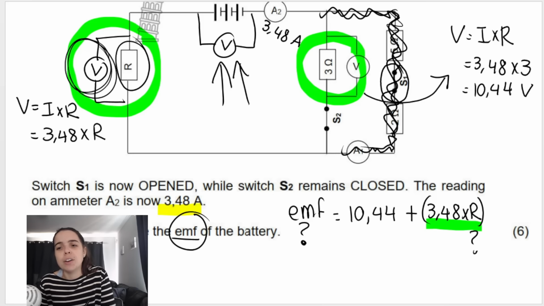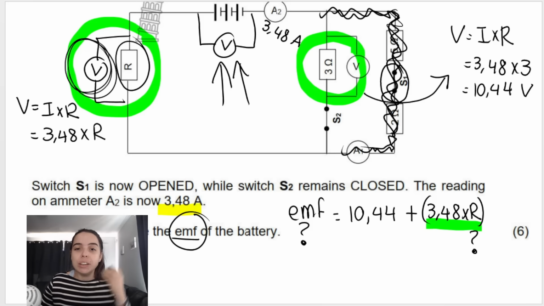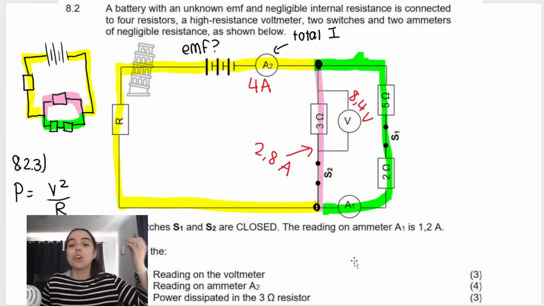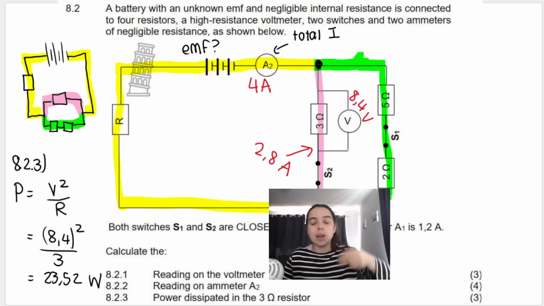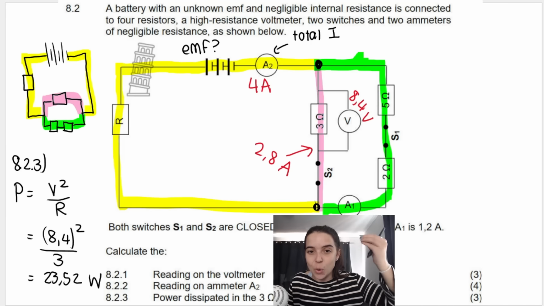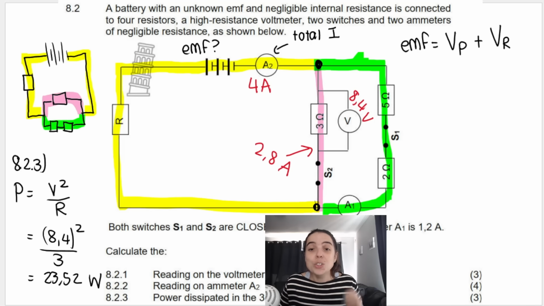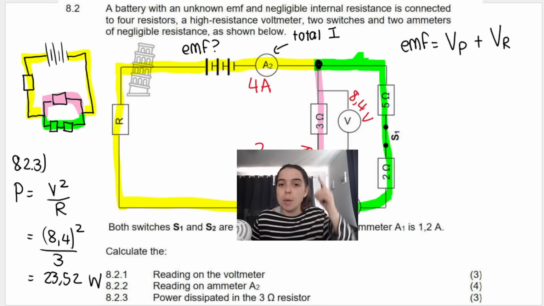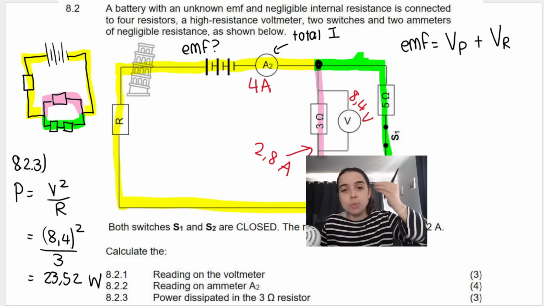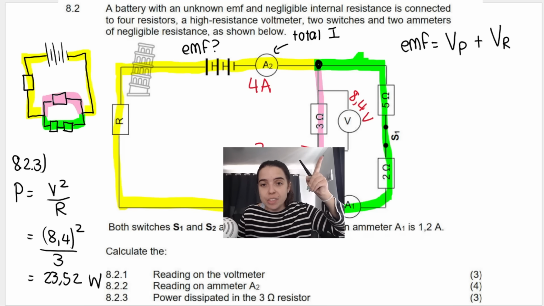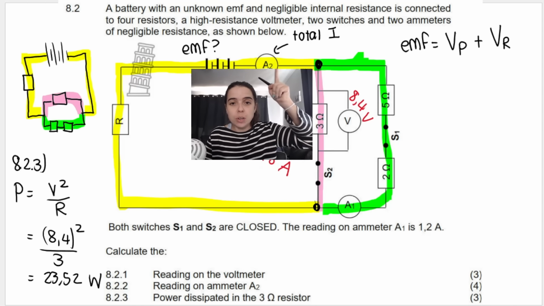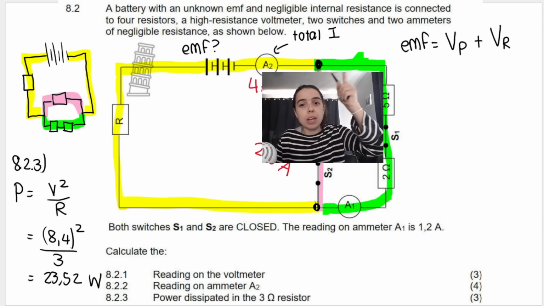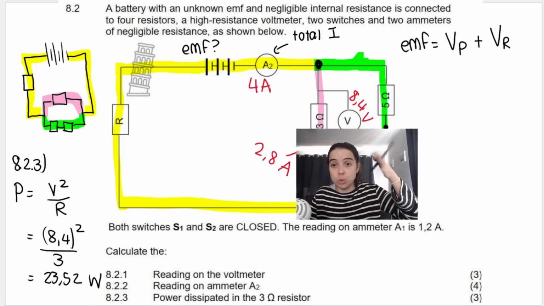And R is unknown. So what I'm going to have to do is look at the previous version of the circuit, when both switches were closed, and create another equation for EMF. Remember, as soon as both switches are closed, we have this parallel combination. So the total current splits.